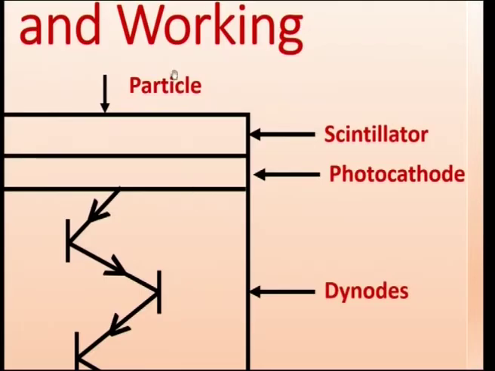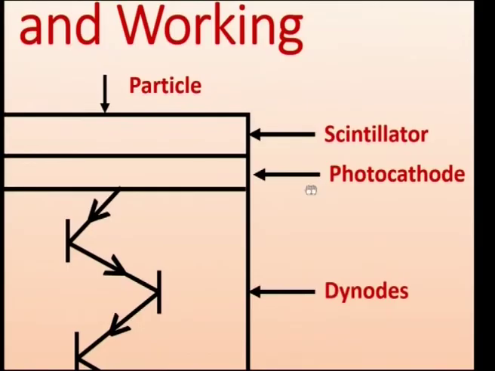So it is converted, whatever particle was incident, now it has become an electron. Now this electron is connected to the negative of the potential. And this is what we have drawn here, they are called dynodes. So we have written here, dynodes. What are dynodes?